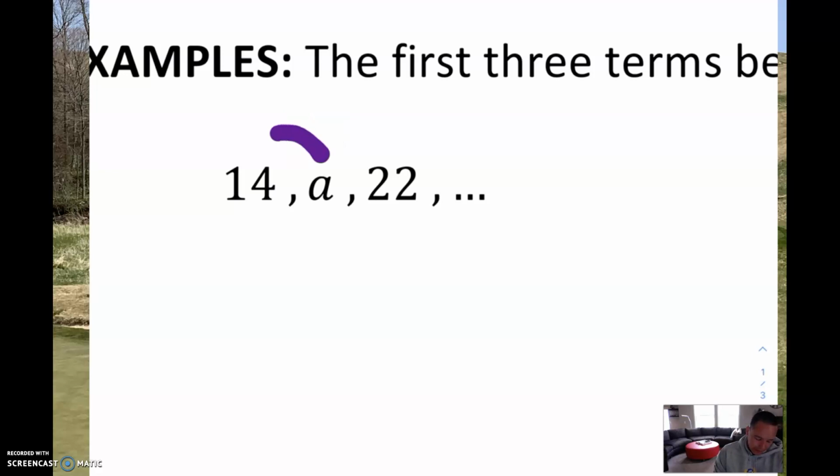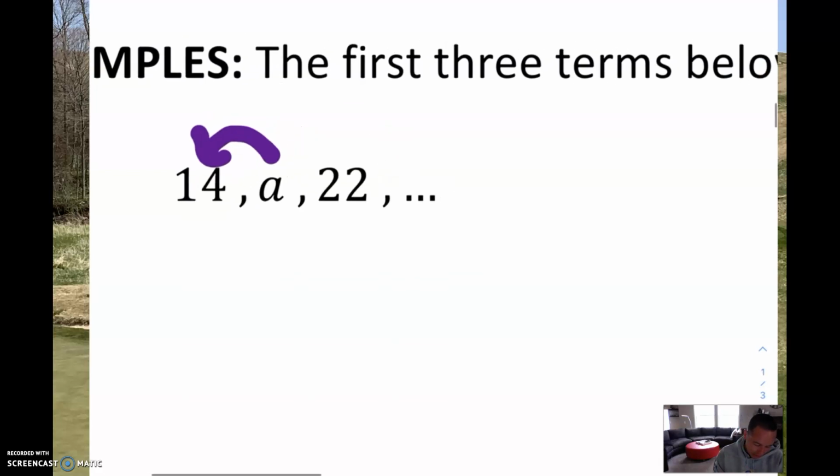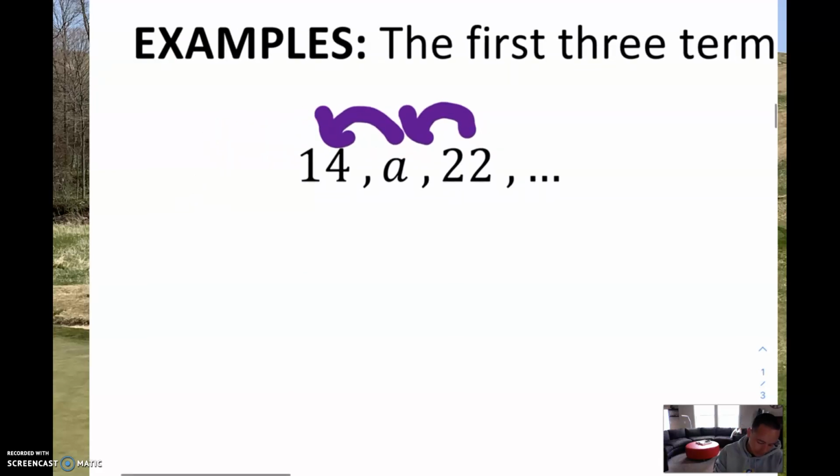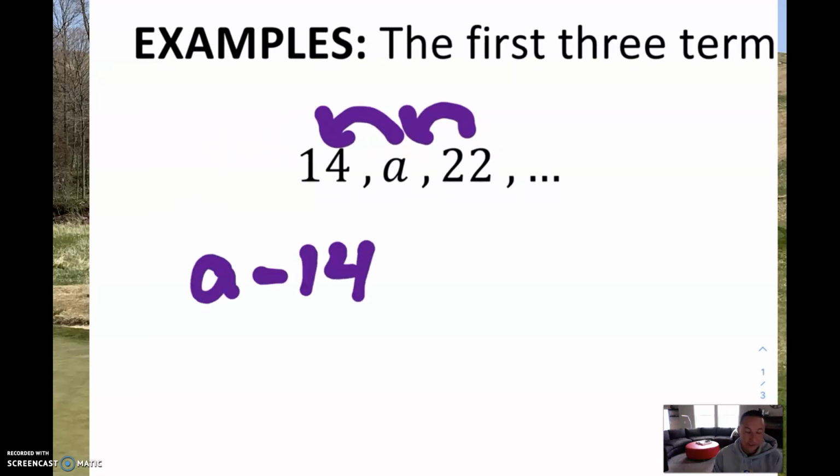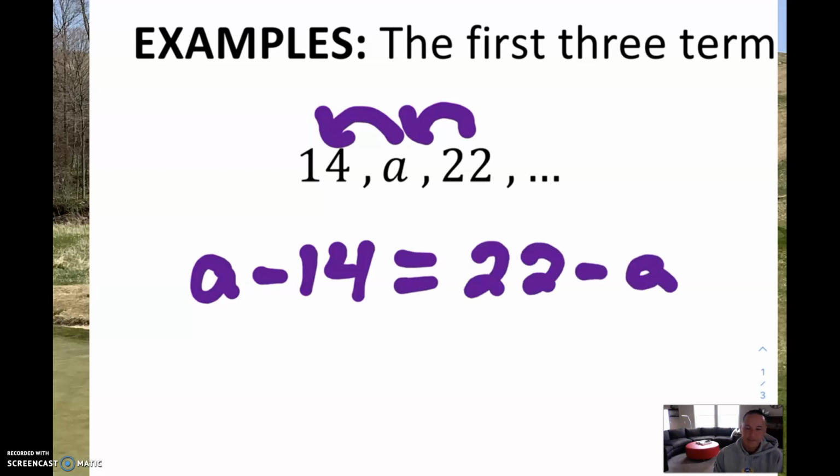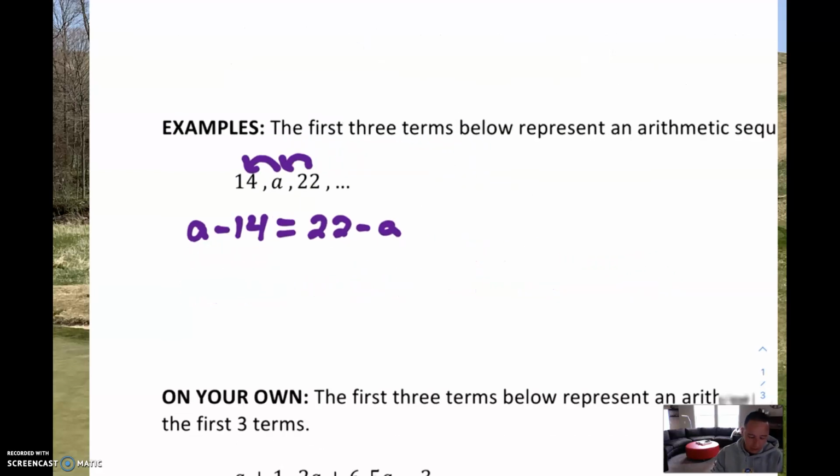If we take A minus 14, that would give us the common difference between the first and second term. But I also know that that common difference should be the same as going from the second to third term. So if I take A minus 14, it should be equal to 22 minus A. Let's write that out. A minus 14, that gives you the common difference between the first and second. And that common difference has to be the same between the second and third term. 22 minus A.